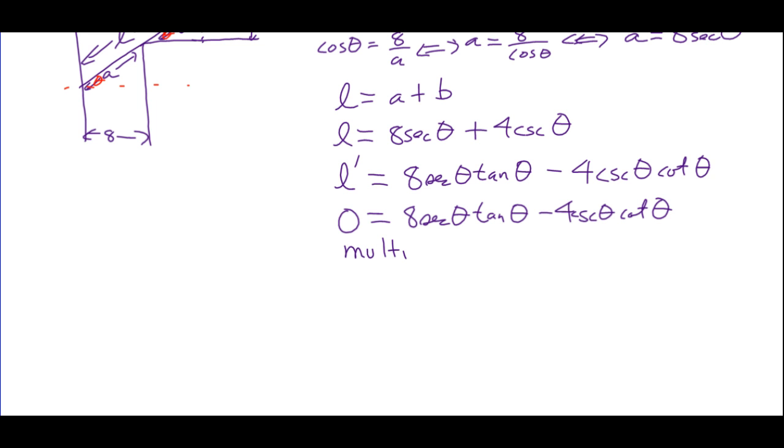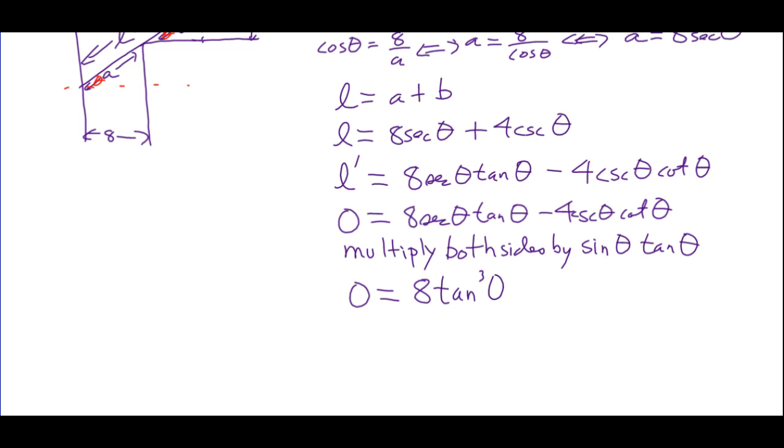So multiply both sides by sine theta, tan theta, for reasons as stated immediately previous to this. So we get 0 equals 8. Now, secant is 1 over cos. So when I multiply the secant by a sine, I'm going to get tan theta. And when I multiply what is now tan squared theta by tan theta, I'm going to get tan cubed theta. So 8 times tan cubed theta minus 4.